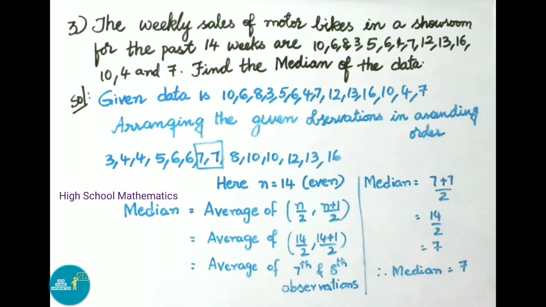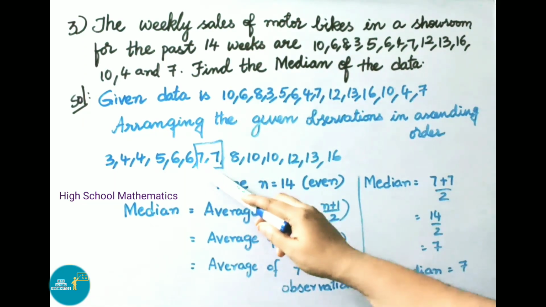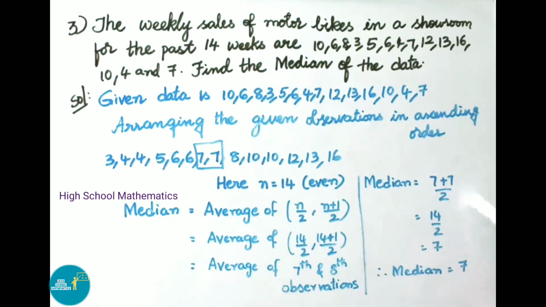Therefore median is equal to 7th and 8th observations were 7 and 7. So 7 plus 7 by 2. 7 plus 7, that is 14 by 2. 2 table 14 is 7 times. Therefore median is equal to 7. Therefore median of given data is 7.